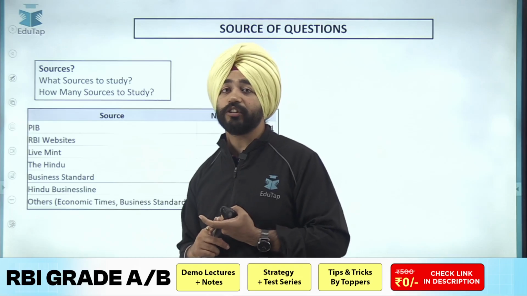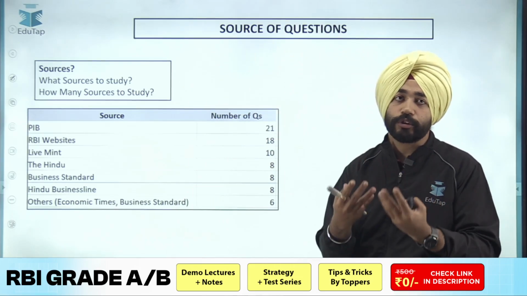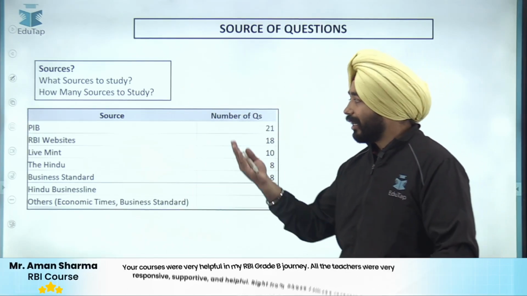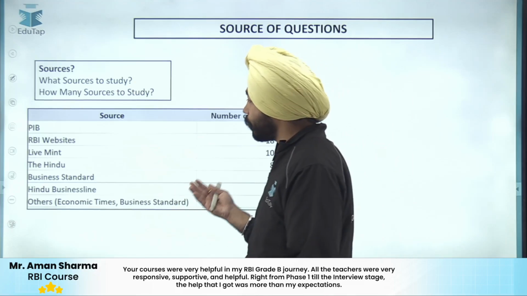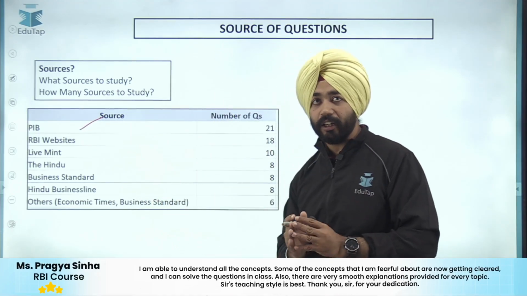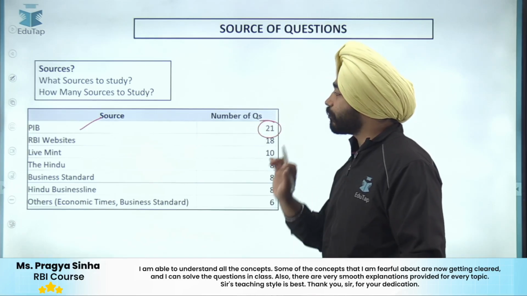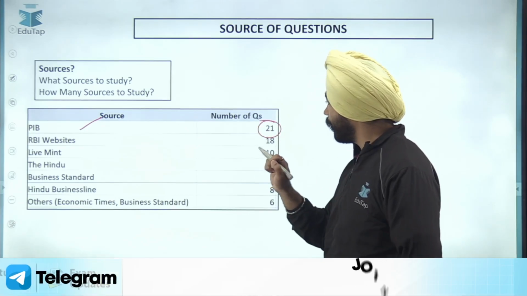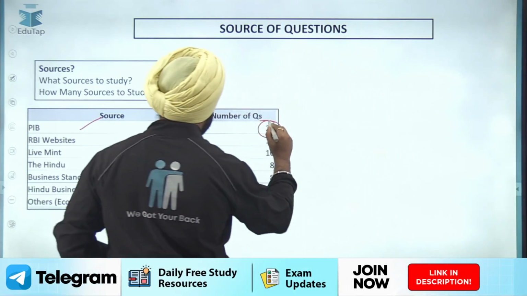Now comes the next part, the sources that I have talked to you about, because this is the most important. Which sources to read from? Here again, if you see the sources, guys, the prominent source is Press Information Bureau, which is dominating here. There are 21 questions asked from Press Information Bureau, PIB.